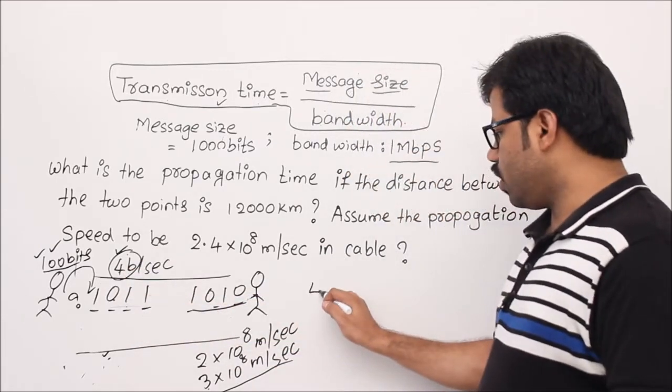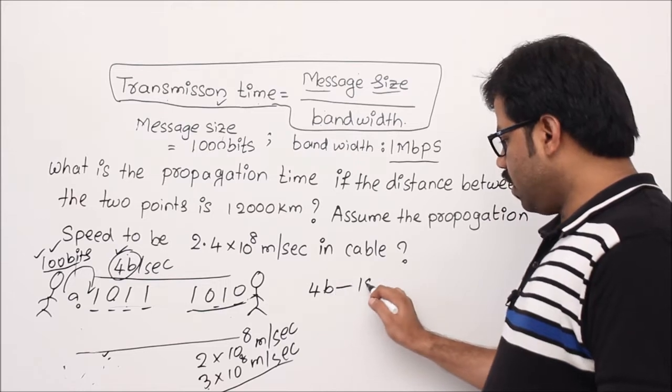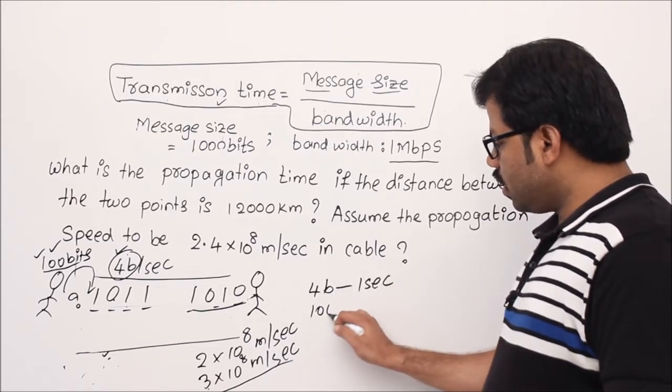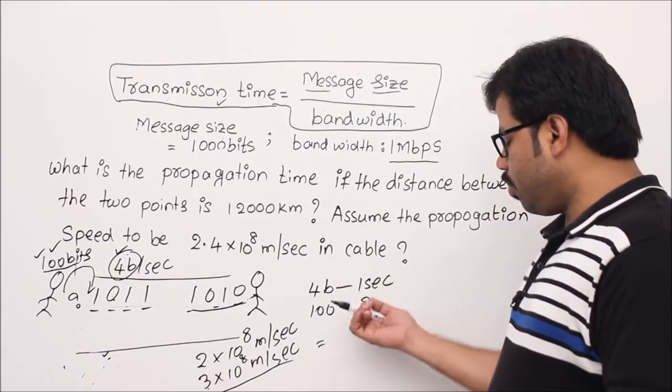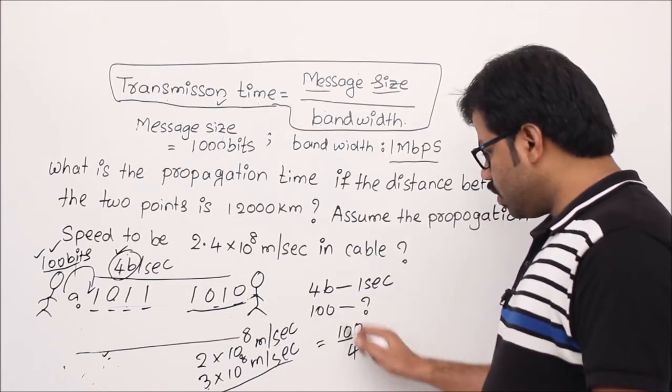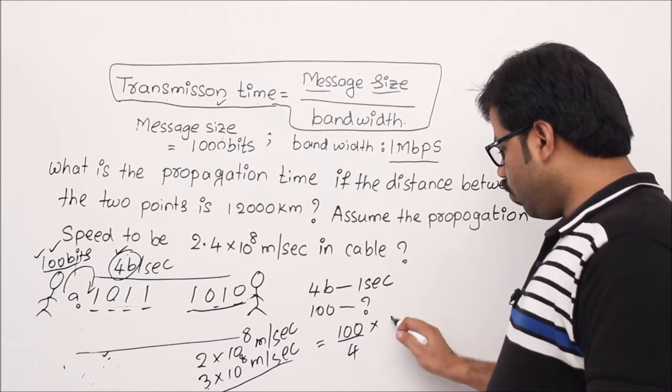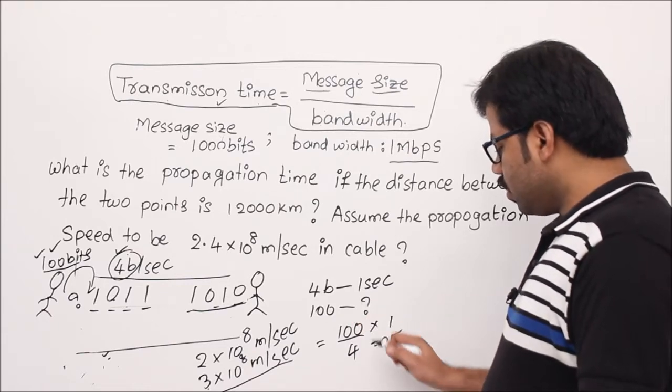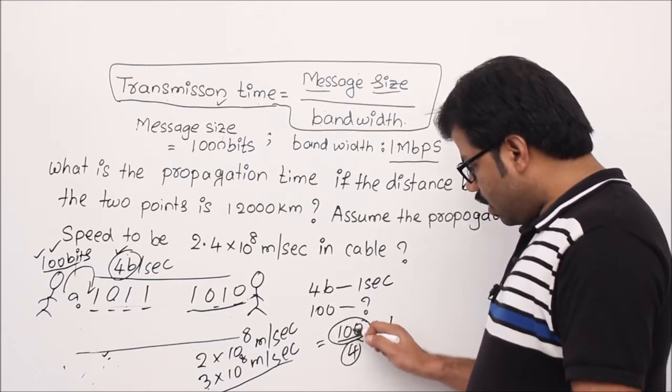Then we can do this one. If 4 bits per second, to send 100 bits, how long will it take? That will be proportionate, right? That's why the formula for proportionate is 100 by 4. Simply reverse it, 100 by 4 into 1. It will be 25. So finally, if you see the formula, 100 by 4.